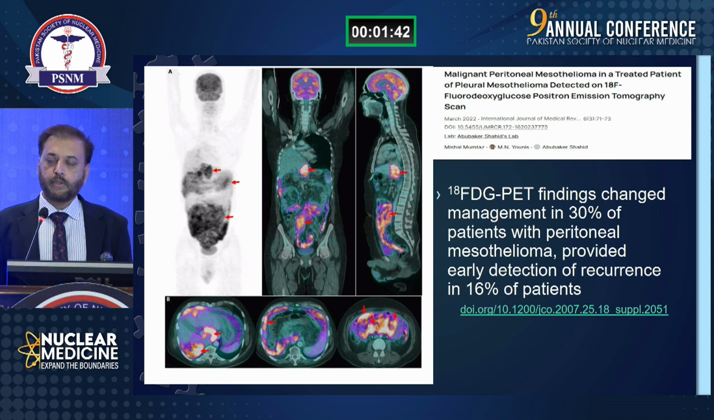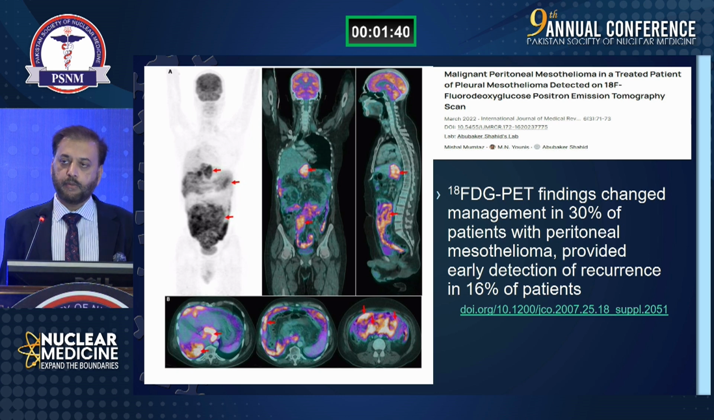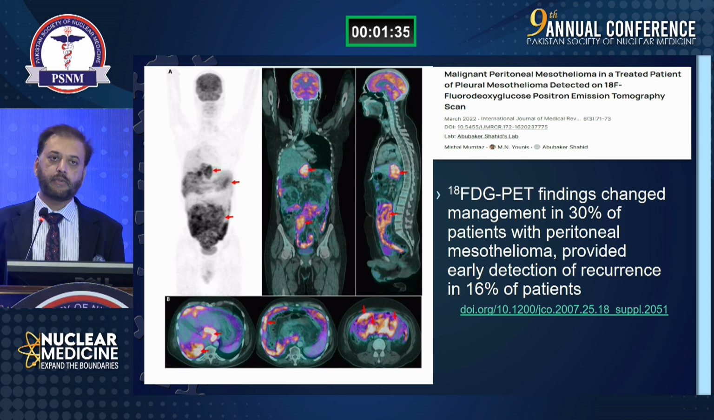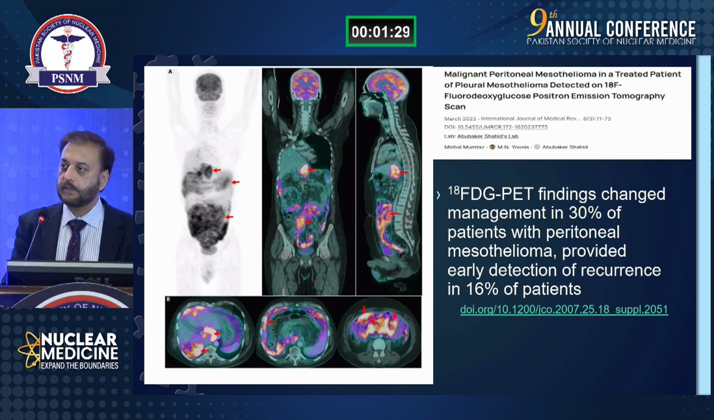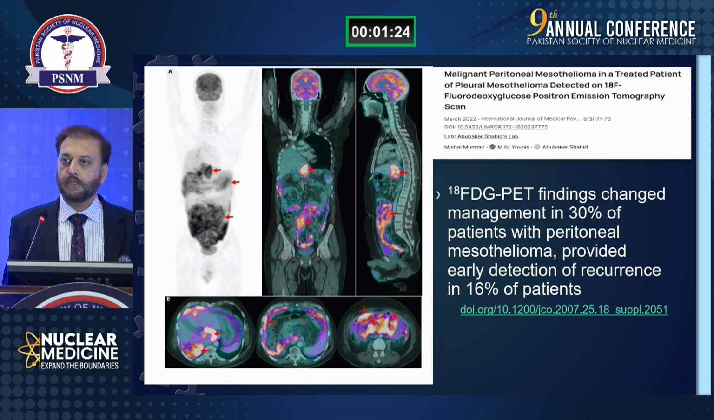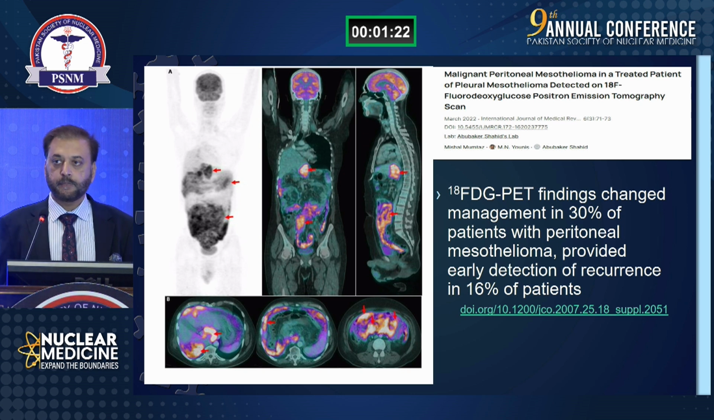A study also recommends that the FDG PET scan can be used for the detection of recurrence earlier after curative treatment. So because of very high signal coming from the tumor sites or the recurrent sites, we can pick the disease earlier on, even before the CT or MR can pick the disease.